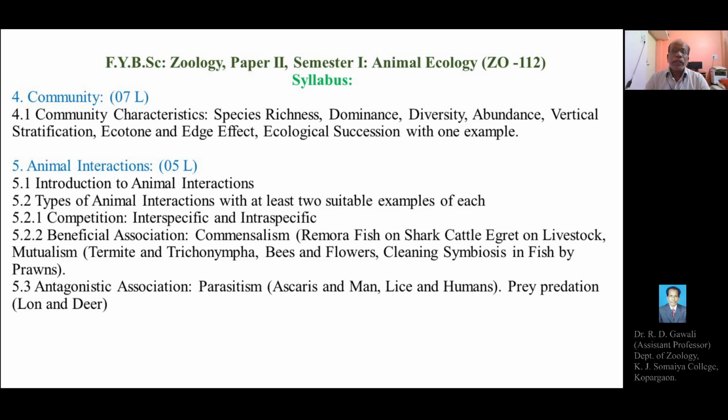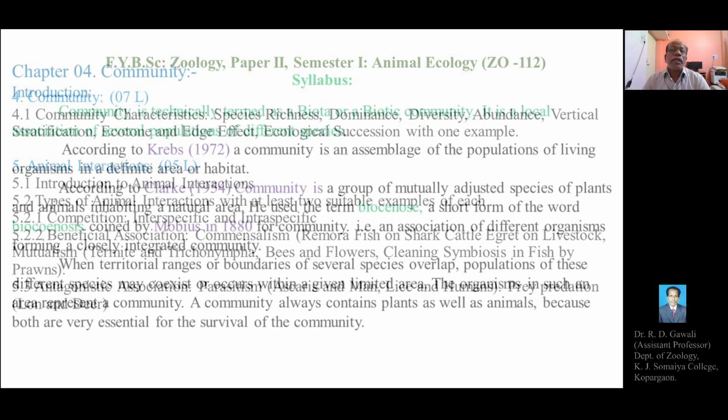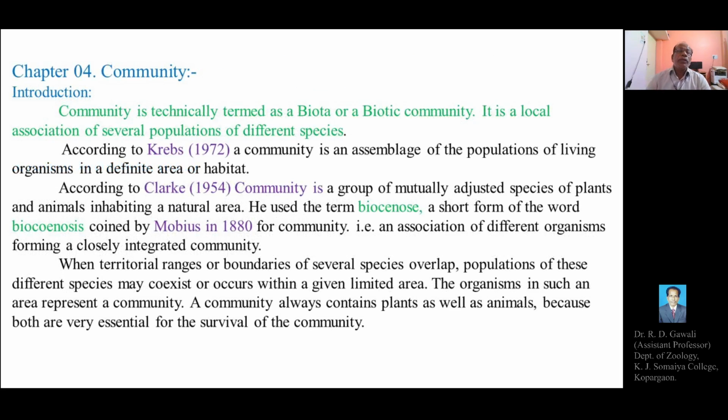So friends, today we are going to continue with the first topic, that is community, and first we'll explain the introduction to the community. Already we have explained the definition of the community, but still today we'll also go through its definition and certain examples. So the community is technically termed as a biota, or a biotic community. It is a local association of several populations of different species.